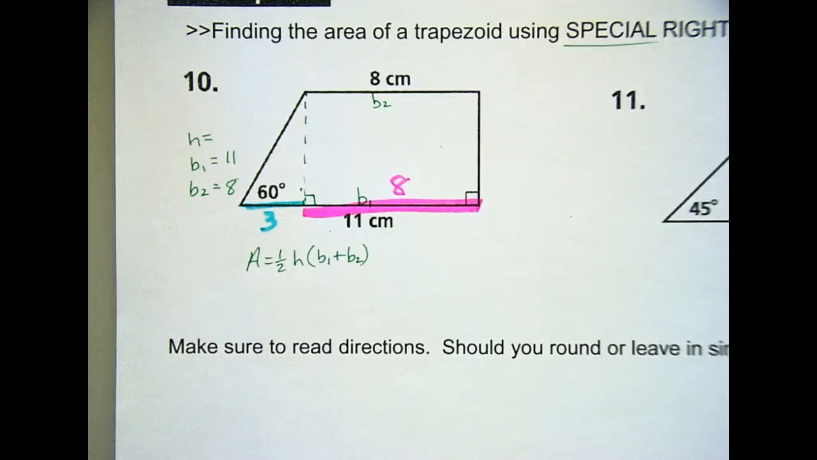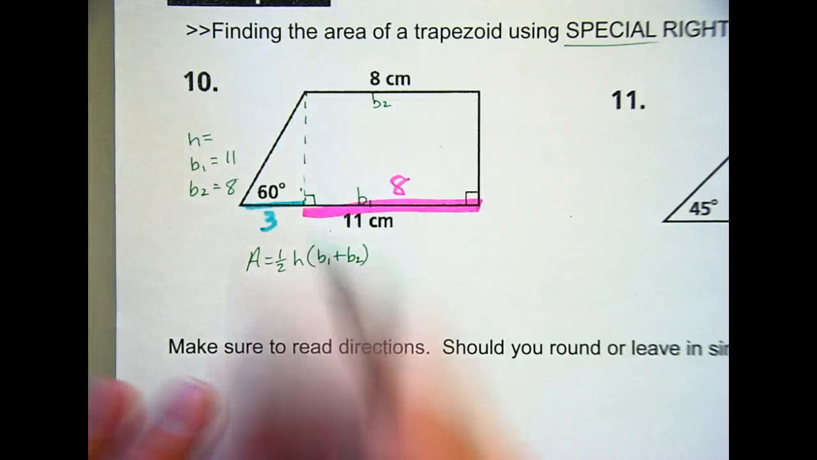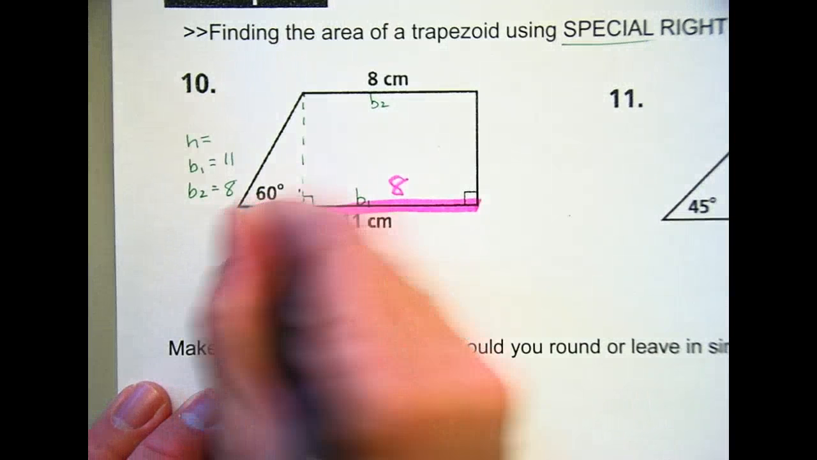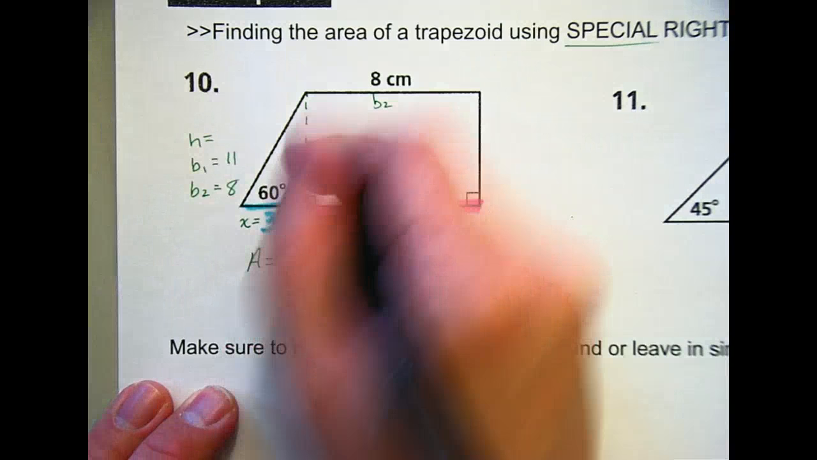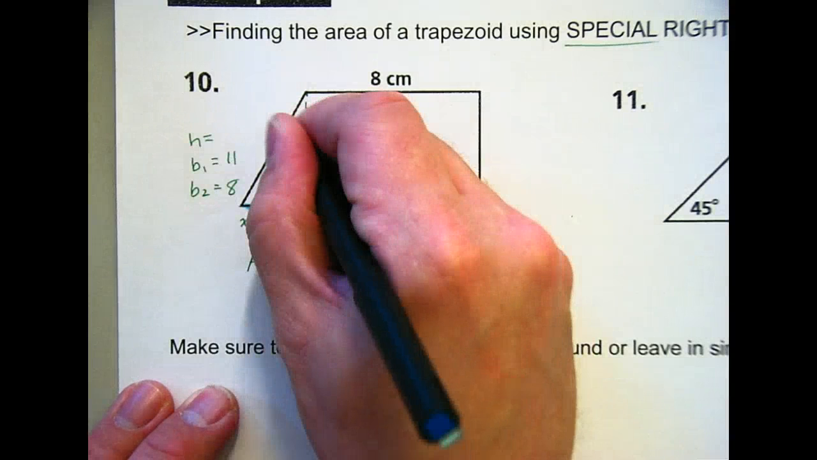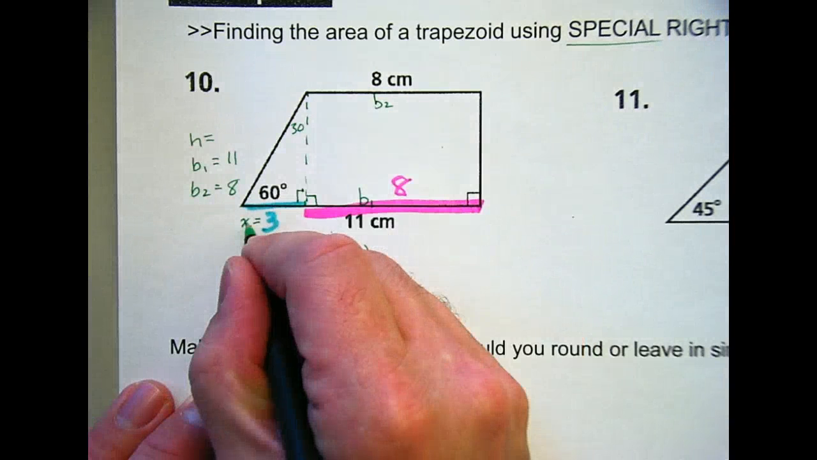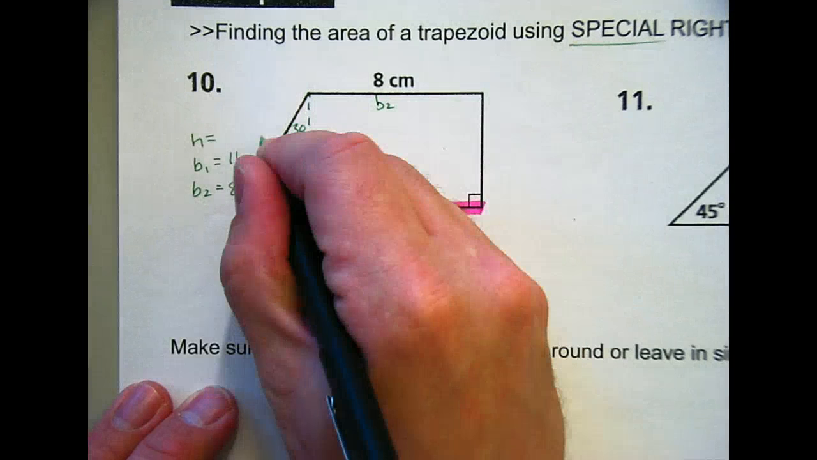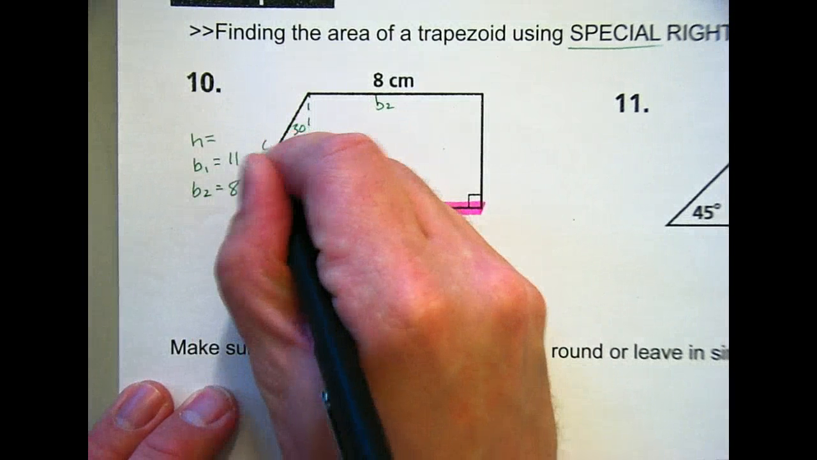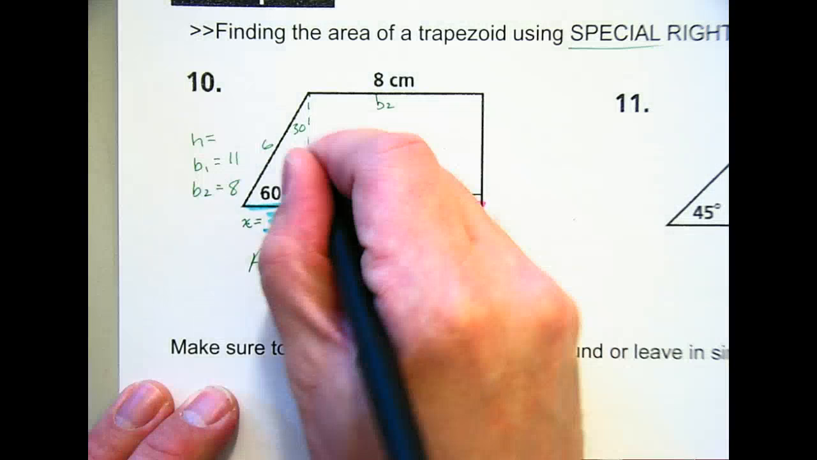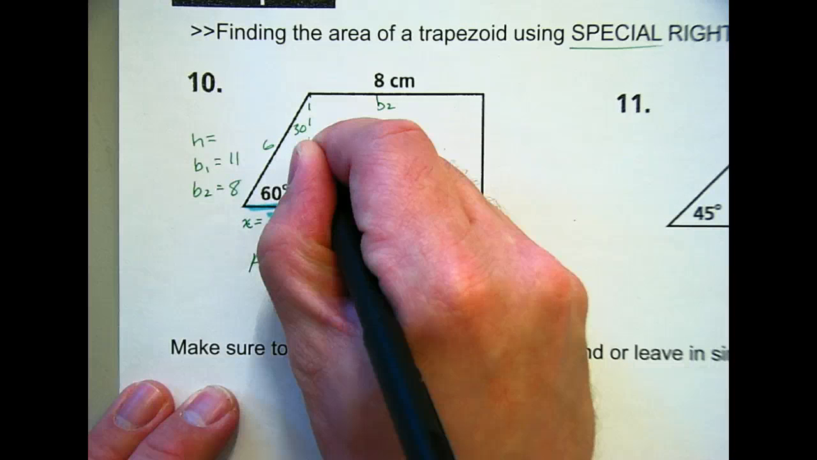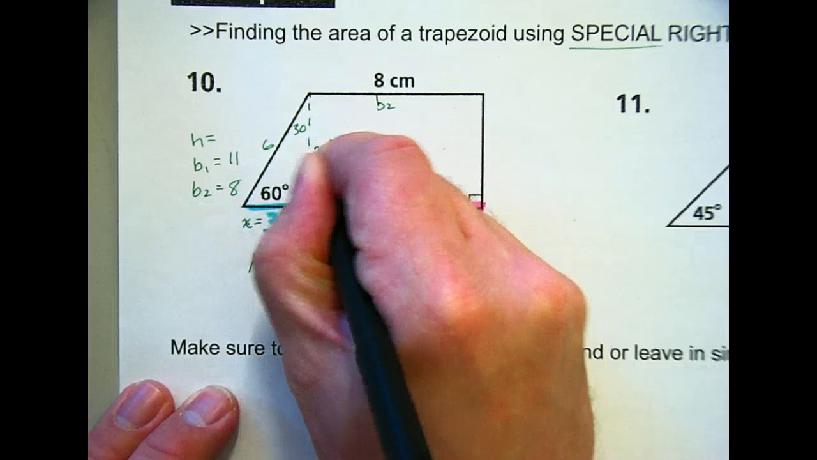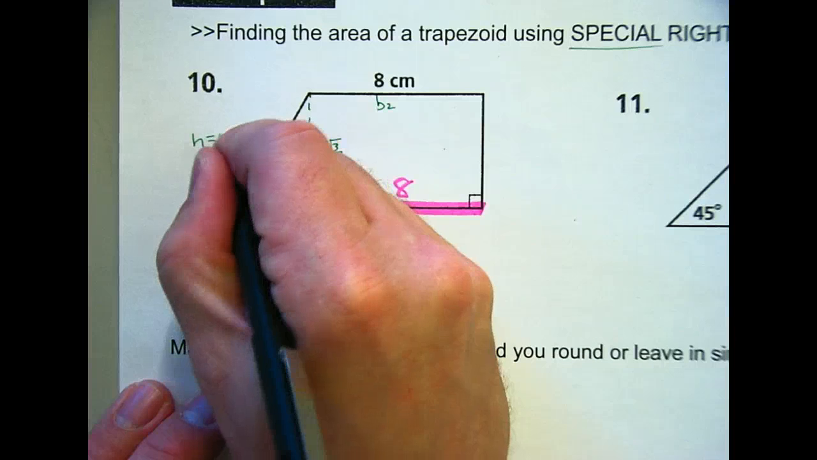Since it's a special right triangle, the 3 is the x, and so the dotted line for the height would be 3 root 3. Good. This is a 30-60-90 triangle. We know this is a 90. This is 3, this is 6, which we really don't care about in this problem, but that's our 2x. This is our x root 3, or 3 root 3. So our height is 3 root 3. Now we have all the pieces we need.